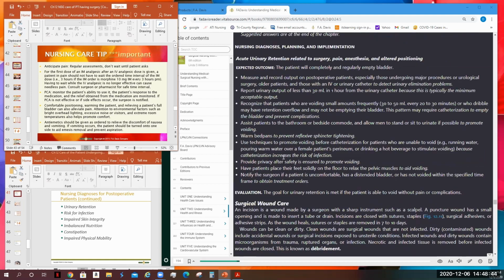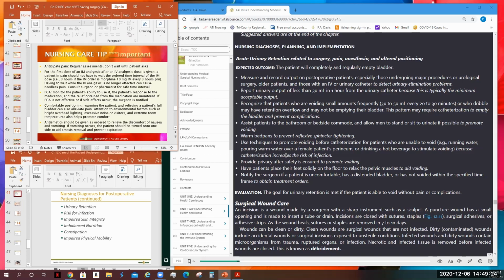Nursing diagnosis, planning, and implementation. Acute urinary retention related to surgery, pain, anesthesia, and altered positioning. Expected outcome: the patient will completely and regularly empty the bladder. Measure and record output on postoperative patients, especially those undergoing major procedures or urological surgery, older patients, and those with IV or urinary catheters, to detect urinary elimination problems.